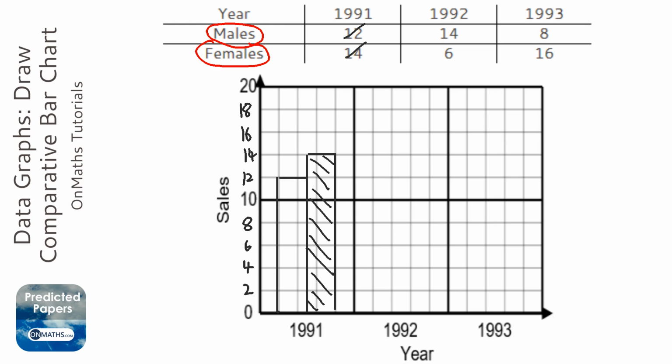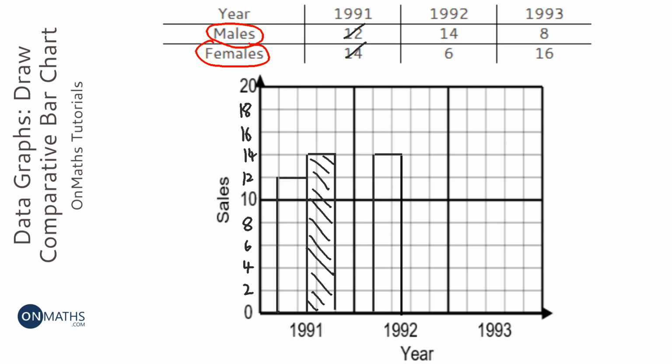Okay, 1992. The males goes up to 14. And the females goes up to 6. So let's draw that. And let's shade in the females. And the last one, so let's cross that out so we know we've done it.